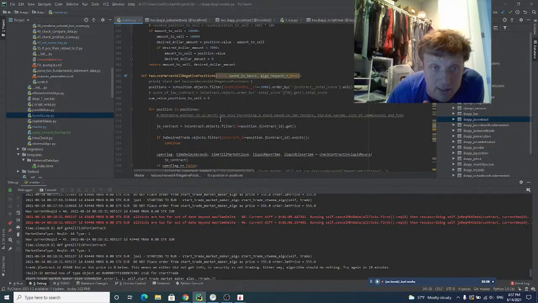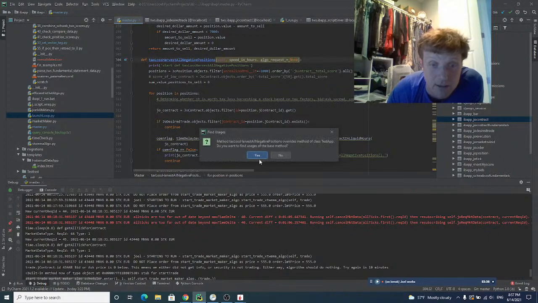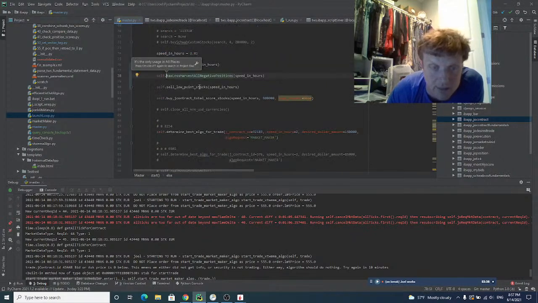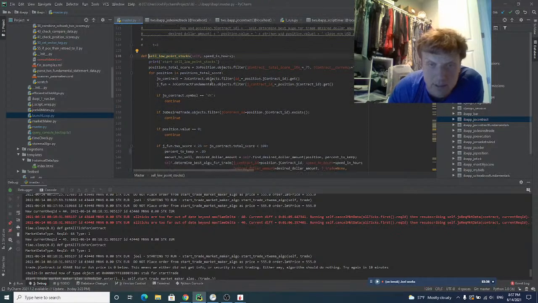So yeah, let me come back up here. That one looks good to me to run as well. Then sell low point stocks. This is one I would think about running, but it's probably going to sell a lot of these older fundamental stocks I have. They're a little lower on points.